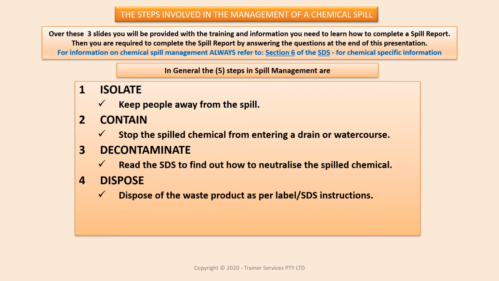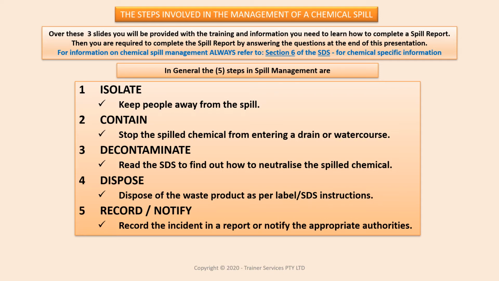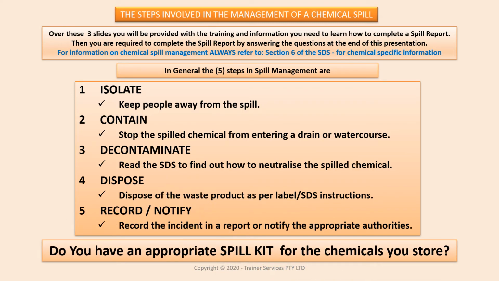waste disposal company. And the fifth step is to record the spill in your own record keeping system for minor spills, or in the case of a major spill, notify the appropriate authorities. This information is important because it may need to be used in the case of medical emergencies or insurance claims. In all cases, you can only control a spill properly if you have a spill kit that is appropriate for the chemicals you store.